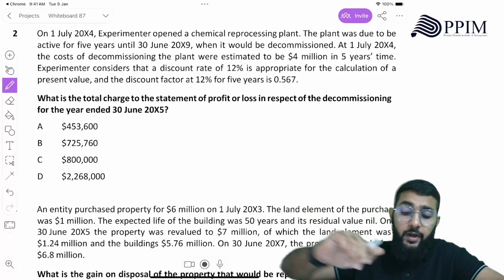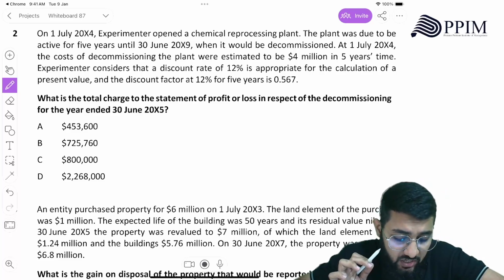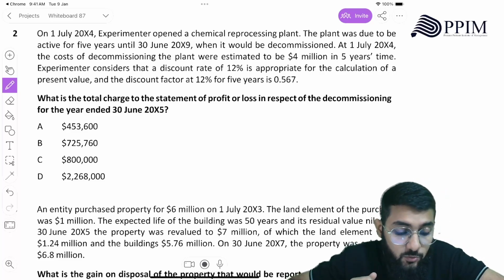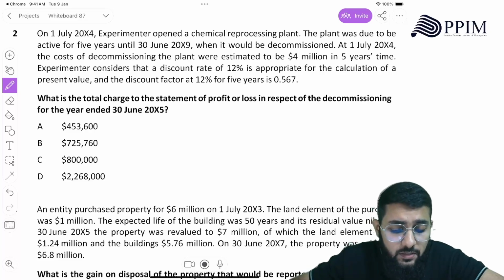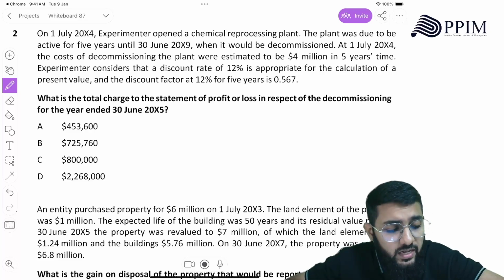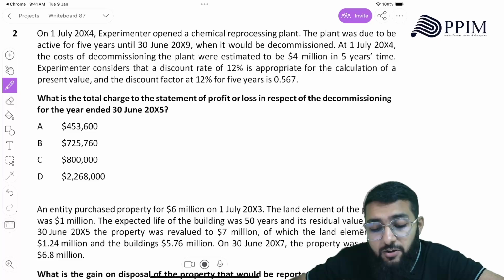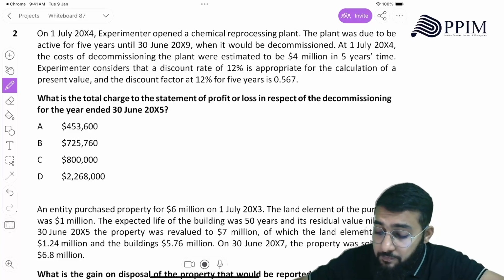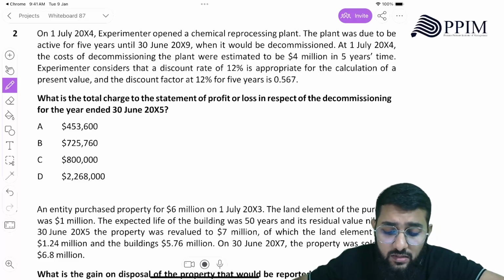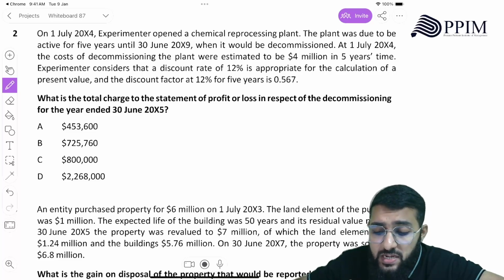Okay. So this is question number 2. It's in the order of Kaplan question order. Question number 2 of Kaplan says, on 1st of July 20X4, Experimenter opened a chemical reprocessing plant. The plant was due to be active for 5 years until 30th June 20X9, when it would be decommissioned.